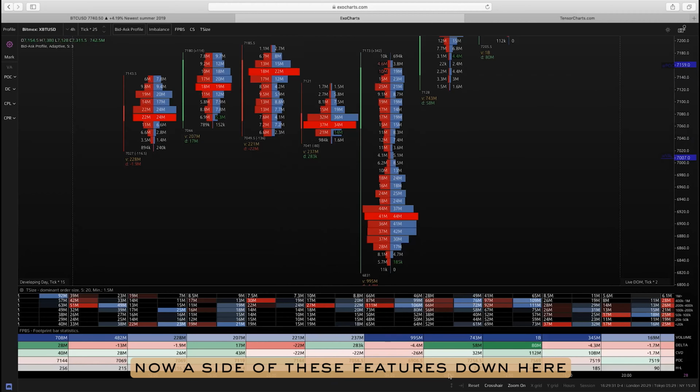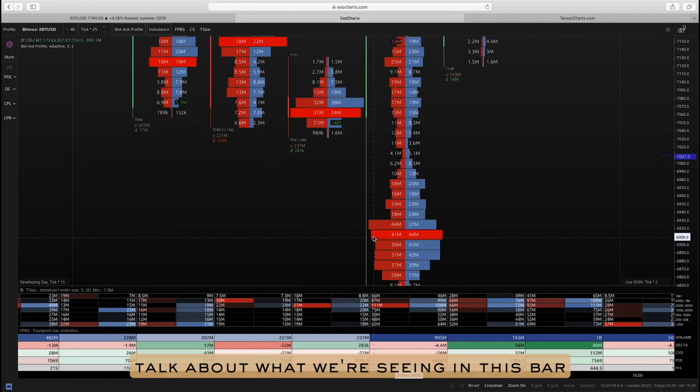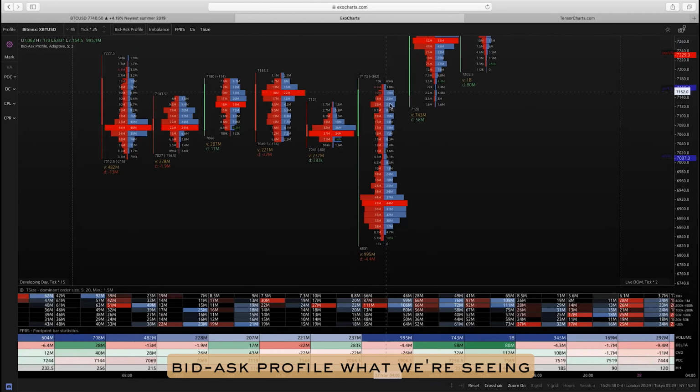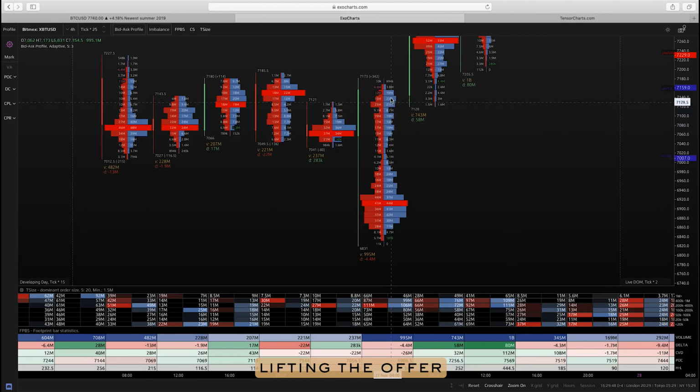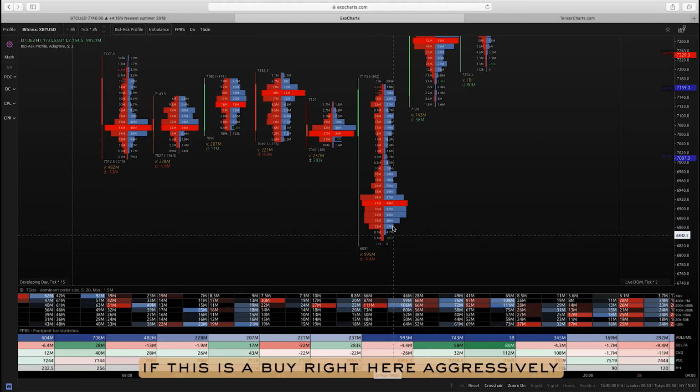Now, aside from these features down here, let's again talk about what we're seeing in this bar. With the bid-ask profile, these bars indicate the volume, and then again, the bid and the ask. The volume at the ask on the right-hand side, so traders aggressively lifting the offer, and then on the left-hand side, the volume at the bid, so sellers hitting the bid. So these are your sells right here, and these are your buys. But if this is a buy right here, aggressively, that means that it was a sell passively.